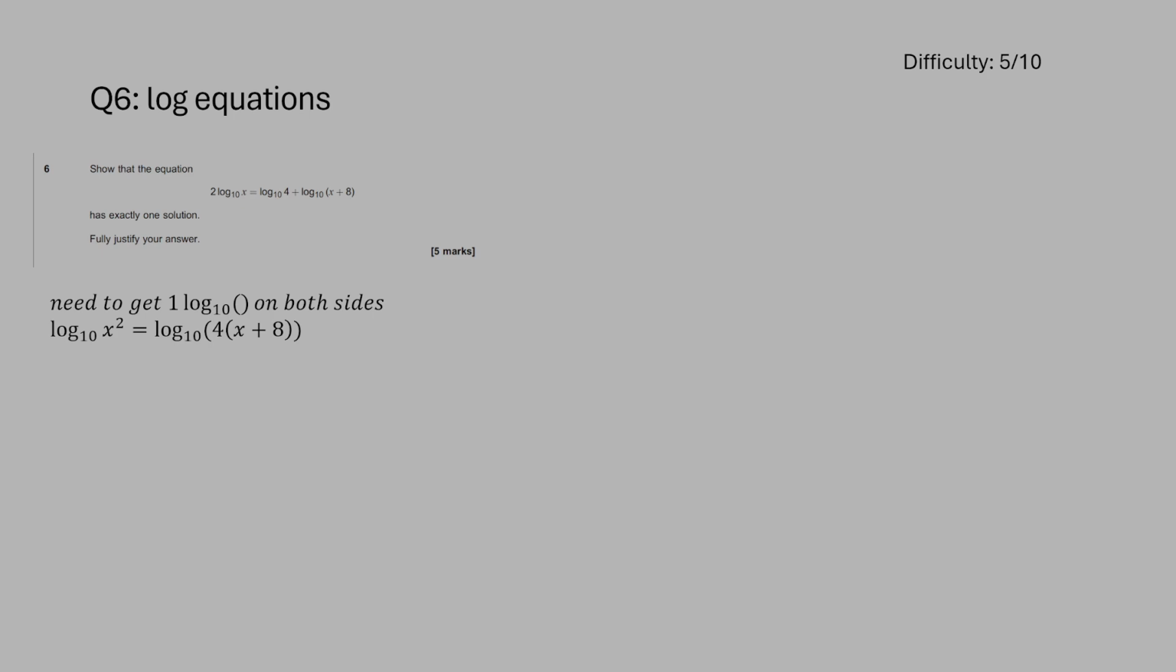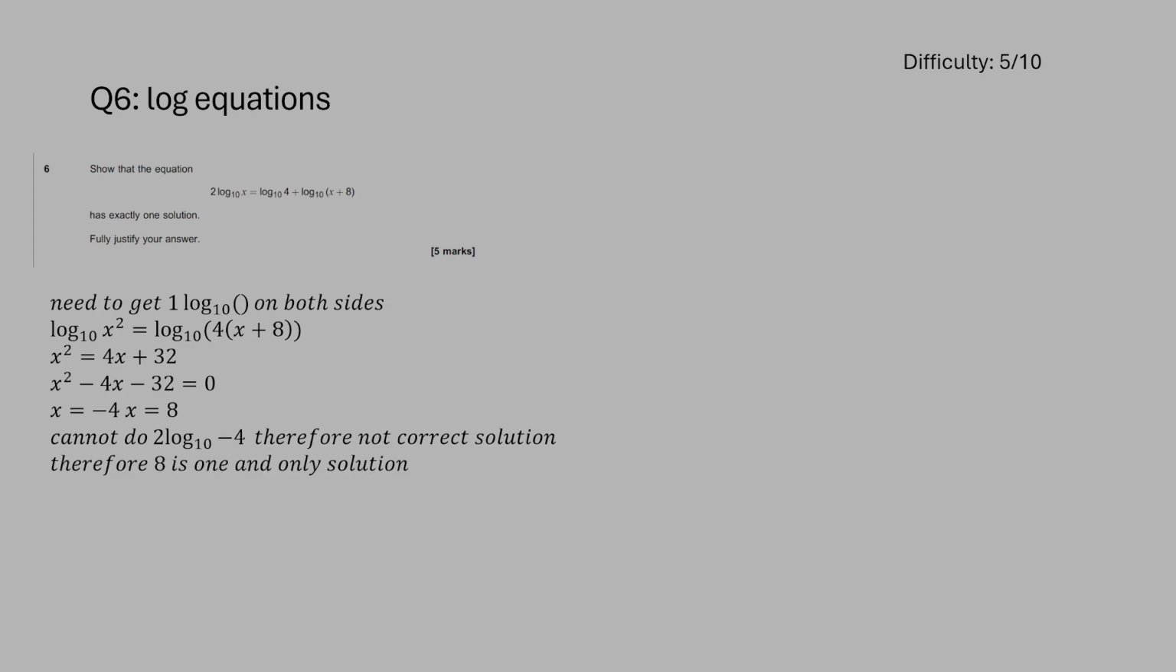Then we're just going to take away the logs, and we will expand the thing on the right and solve this quadratic. We can find that you cannot do log base 10 of -4, which means that's not a correct solution. That means that x equals 8 is the only solution, which means that the equation only has one solution.